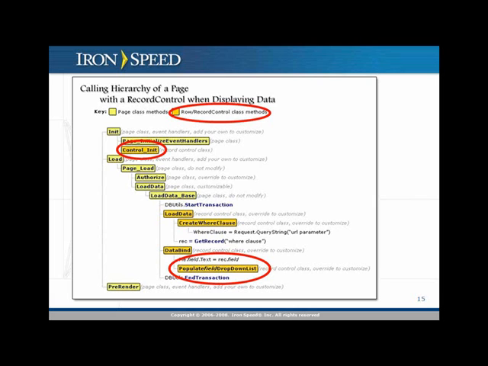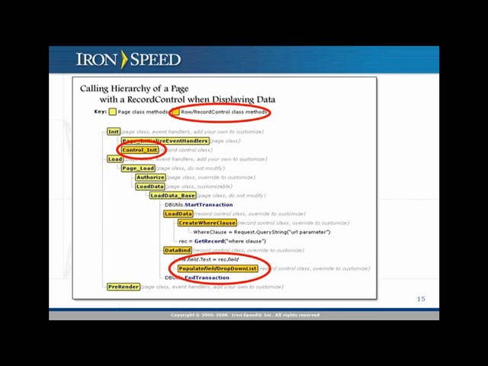So specifically in this case, you will notice that the calling hierarchy for that particular type of page will first call the control init method at the row level, which is where we are going to initialize the auto postback property.